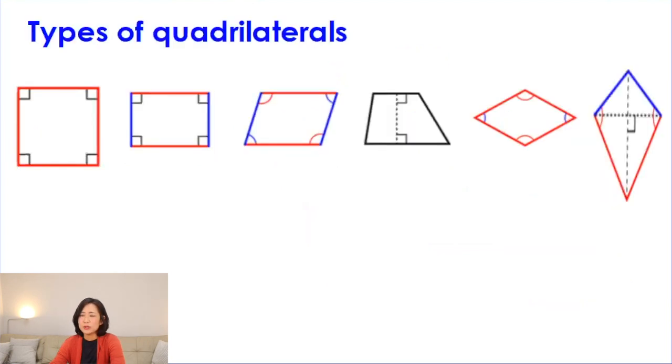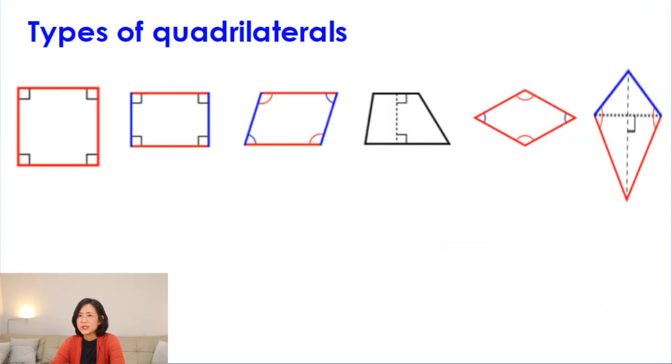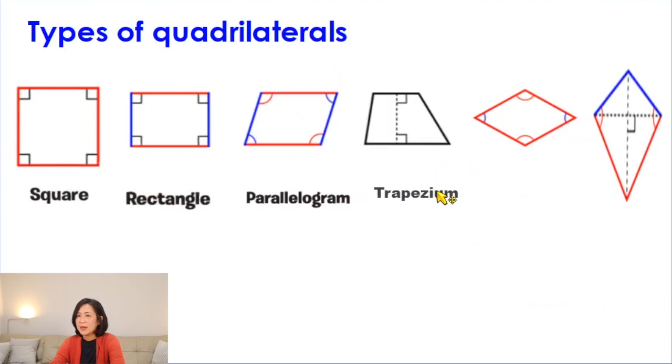Now look at these shapes. These are all different quadrilaterals, so pause the video and quickly tell me the names of the quadrilaterals. Good job. So the first one is square, and the next ones are rectangle, parallelogram and trapezium. Then we have a rhombus, and the final one is a kite. So now let's talk about all the details of these quadrilaterals.